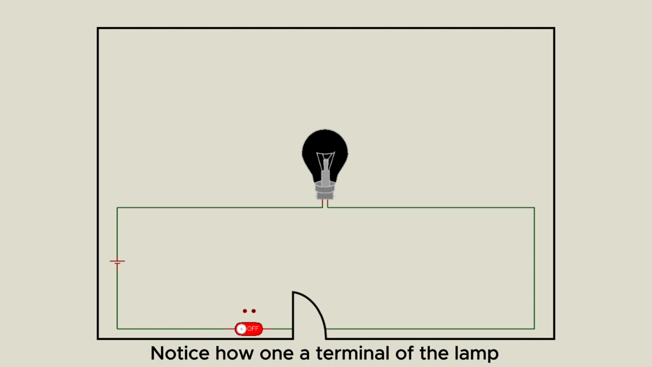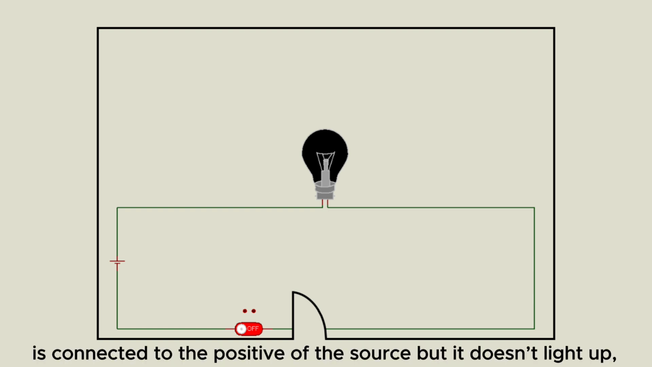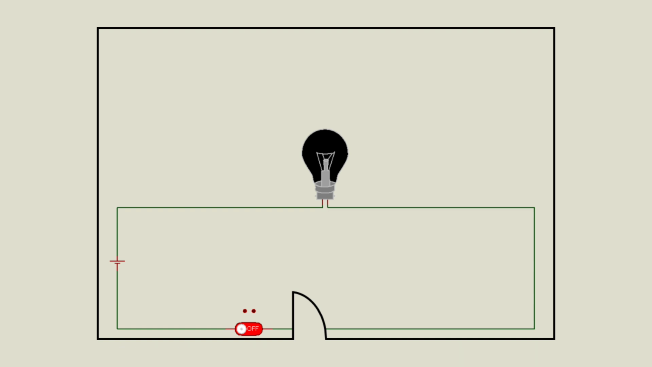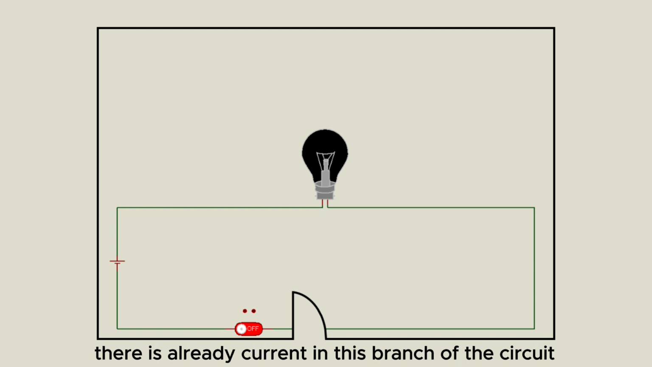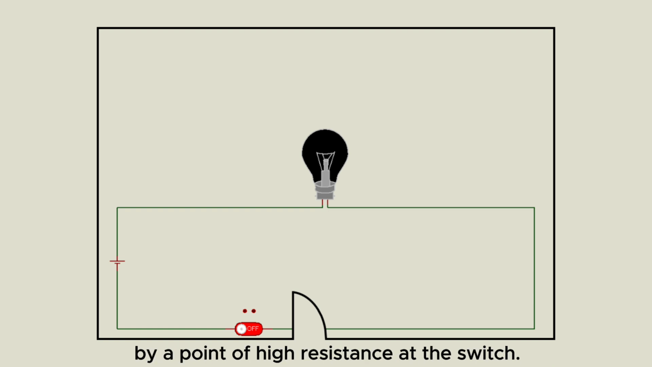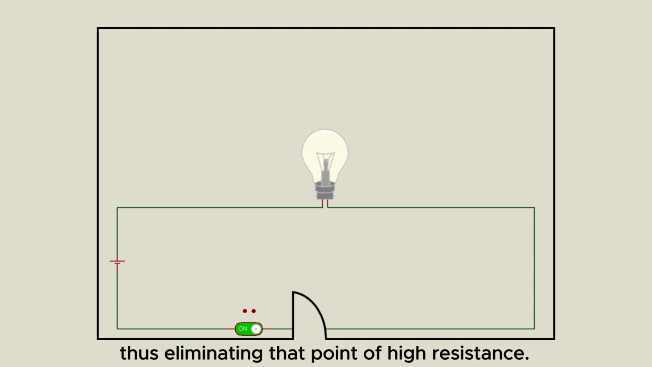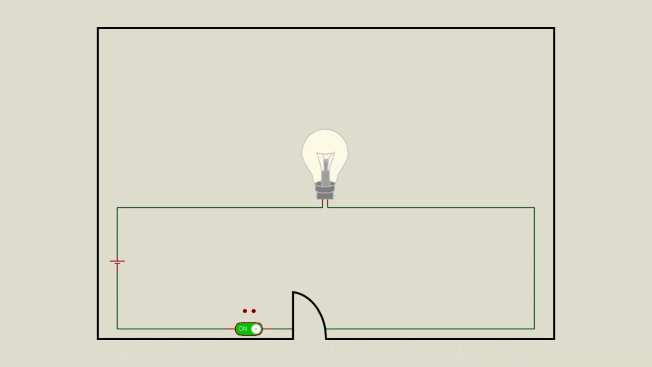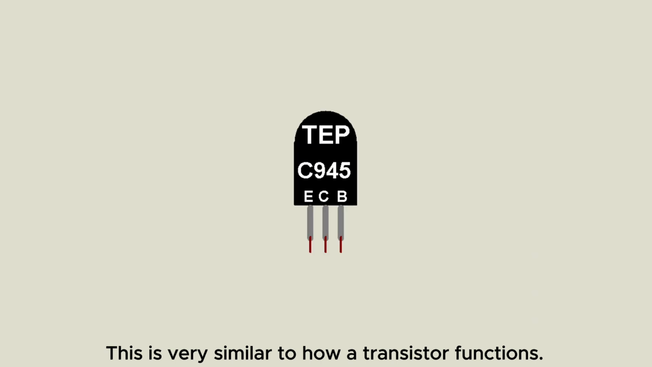Notice how one terminal of the lamp is connected to the positive of the source, but it doesn't light up. There is already current flowing in this branch of the circuit, but it doesn't light up because that current is being opposed by a point of high resistance at the switch. For the lamp to light up, we need to flip the switch, thus eliminating the point of high resistance. This is very similar to how a transistor functions.